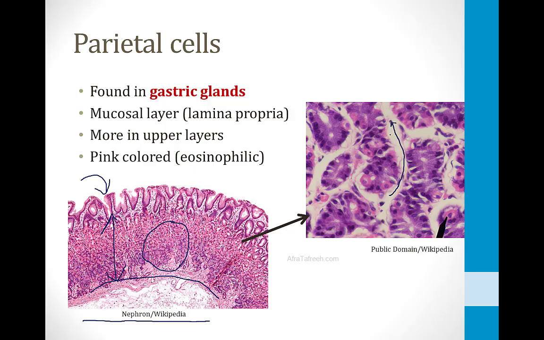And the channels are lined by different cell types. One of these cell types is this pink cell type right here, and that is a parietal cell. Parietal cells are eosinophilic, so they appear pink when you look at them under the microscope. They're found within the gastric glands in the mucosal layer of the stomach, specifically in the lamina propria portion of the mucosal layer. And there are more parietal cells in the upper portion of the lamina propria. You can see how there's more pink in this portion of the slide than down at the bottom where there's less pink and more purple.